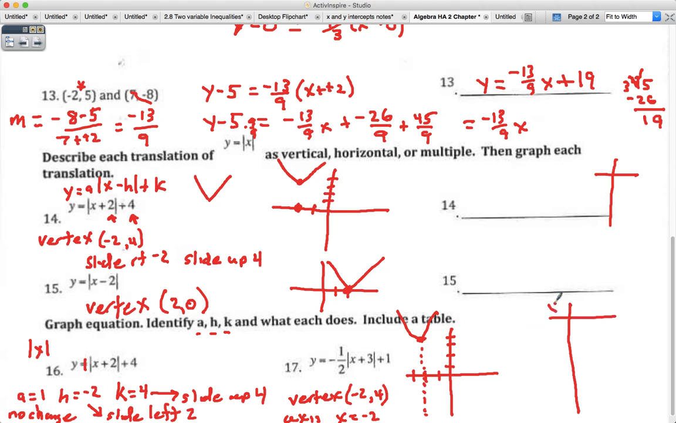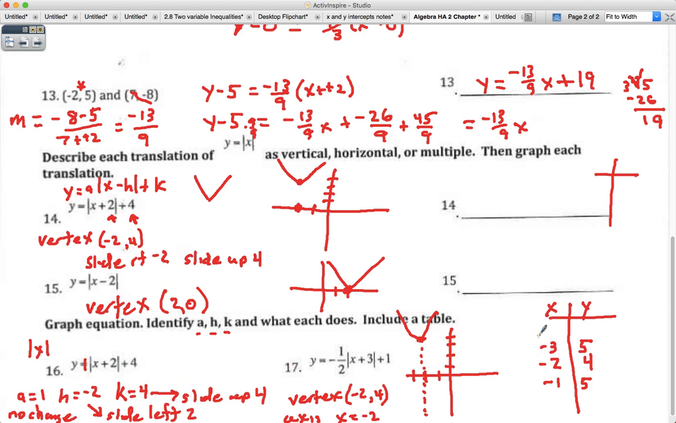So I know my x, I'm going to pick -2, 4 as my vertex, so I'll pick it right in the middle. And here's my y. If I pick the one right before -2, which is -3, and the one right after, which is -1, these two values for the y will be the same. Let's put in -1. -1 plus 2 is 1, absolute value is 1, 1 plus 4 is 5. So this one must be 5, but I can check it. -3 plus 2 is -1. Absolute value of -1 is 1, 1 plus 4 is 5.